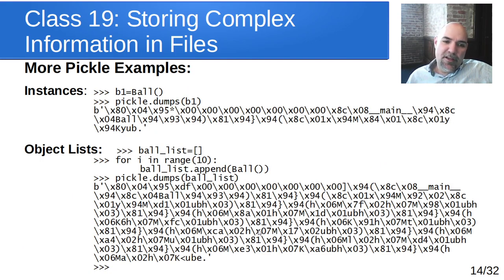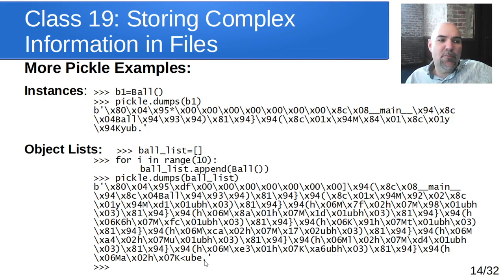Now, one other really useful thing is here is an instance. So I can pickle an instance, or I can pickle a list of object instances. So here's one ball object that I pickle. Here's 10 of them that I pickled, and it will do that. And then when I unpickle them, they'll all come back.